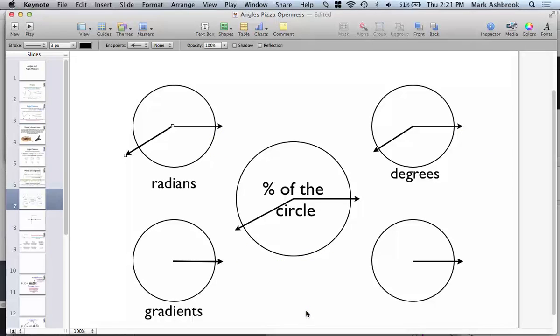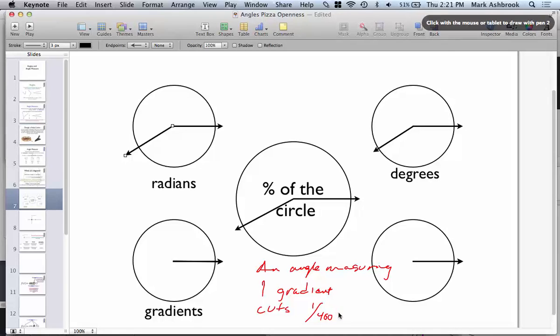Okay, so a gradient, or an angle measuring one gradient, cuts off 1/400th of the circumference. Okay, so an angle measuring one gradient cuts off 1/400th of the circumference.